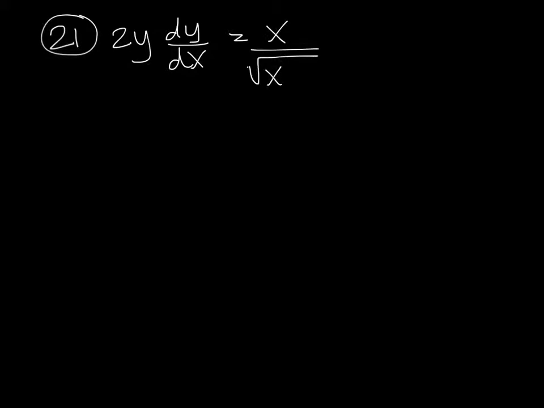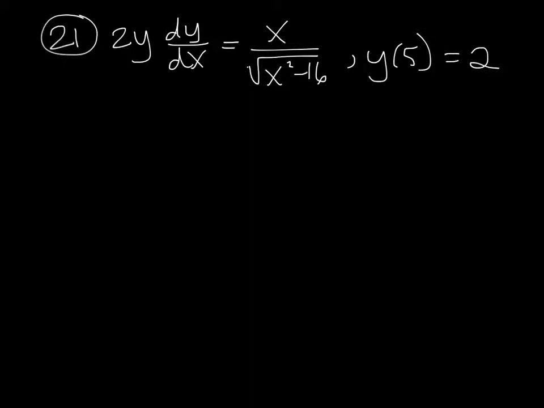Okay, number 21 is 2y. Oops, don't want green. Let me erase that. 2y dy dx equals x over the square root of x squared minus 16. All right, that's an equal sign, equals. And our initial condition is y of 5 is equal to 2.